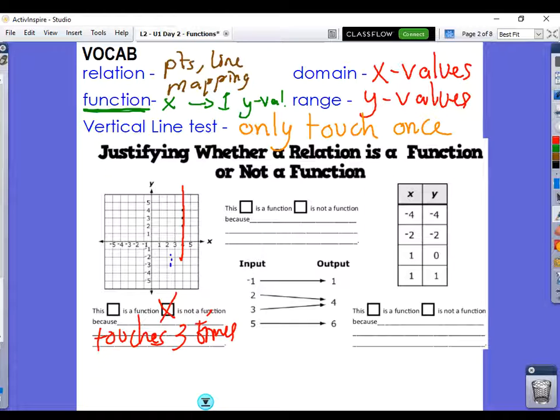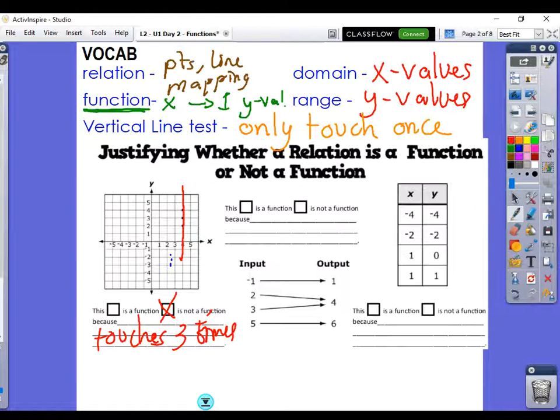So that's on a graph. If you ever have a graph, the way you test it out is by drawing a vertical line anywhere on the graph, and if it touches those points more than once, it's not a function.